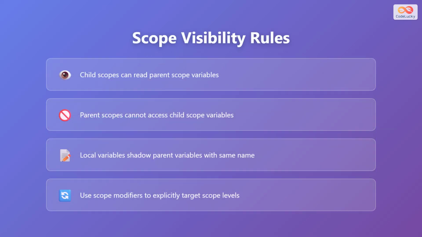PowerShell follows specific visibility rules that govern how scopes interact. First, child scopes can always read variables from their parent scopes, creating a hierarchy of access. Second, parent scopes cannot access variables created in child scopes, maintaining encapsulation. Third, when you create a local variable with the same name as a parent variable, the local one shadows the parent, temporarily hiding it. Fourth, you can use explicit scope modifiers like $global: or $script: to target specific scope levels, avoiding ambiguity and making your intentions clear.